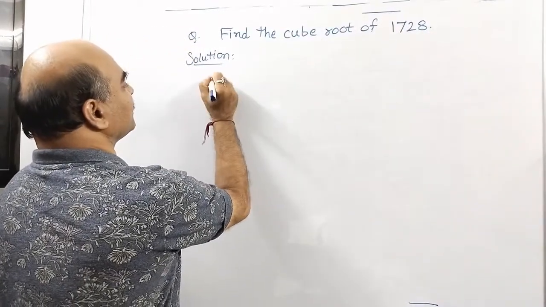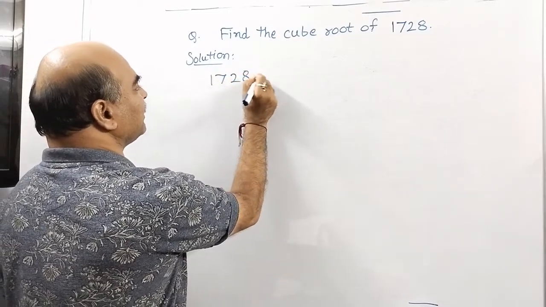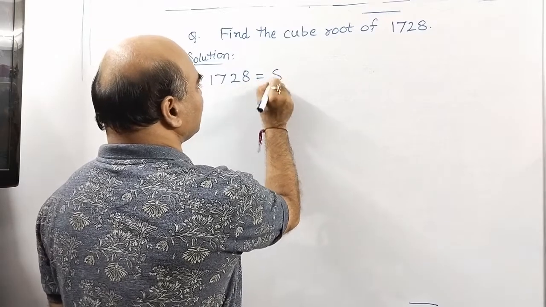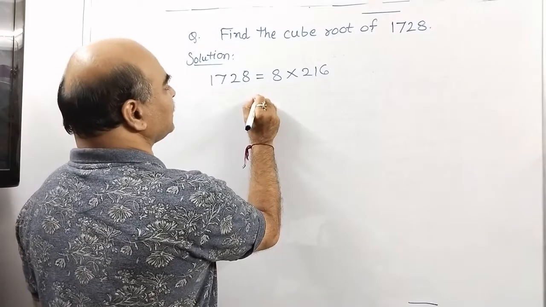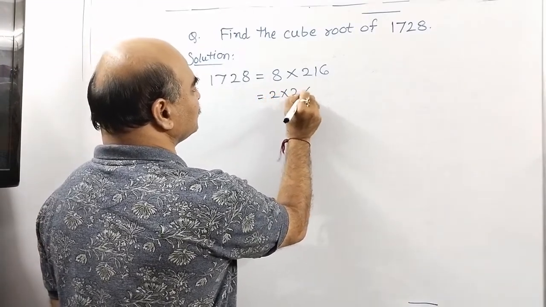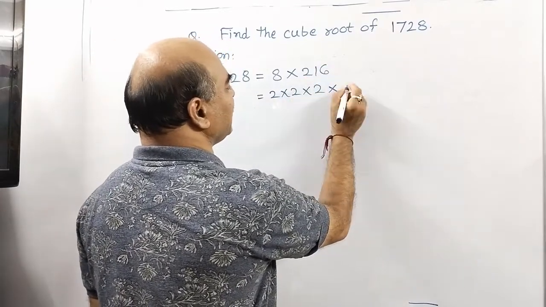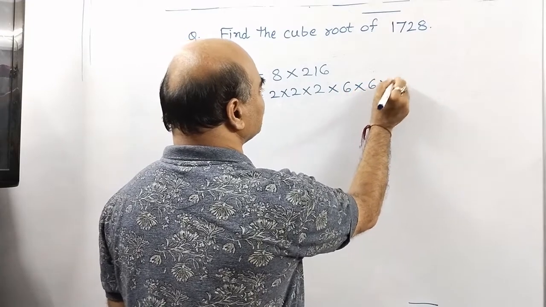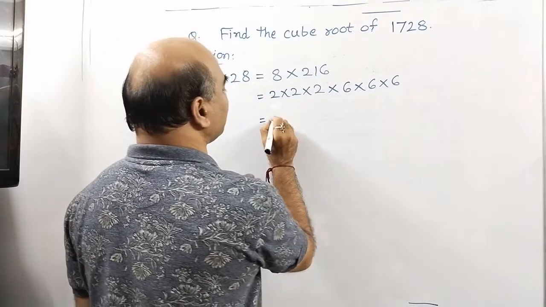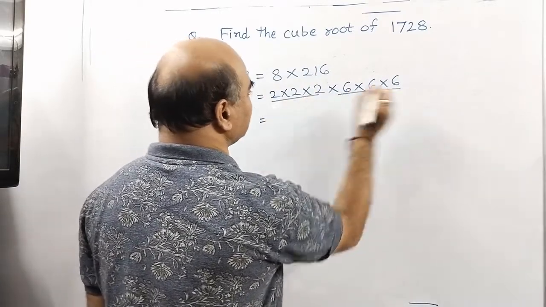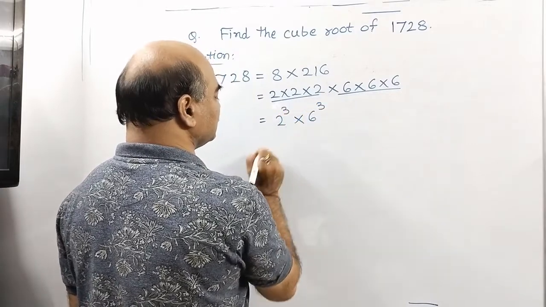So first of all we have to find the factors of 1728. Factors of that: 8 into 216. So factors of 8 we got 2 into 2 into 2, 2 2s are 4, 4 2s are 8, and the factor of 216, as we know this is the cube of 6, so 6 into 6 into 6. So here we get 3 times 2, 3 times 6. So 2's cube into 6's cube.